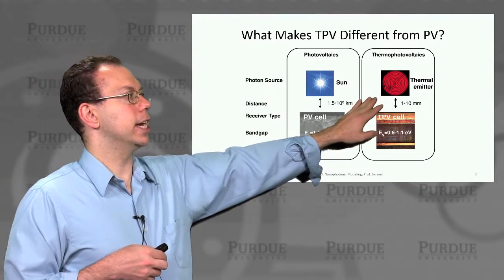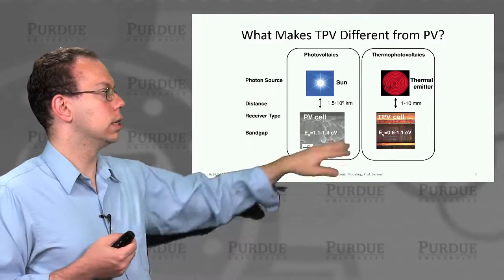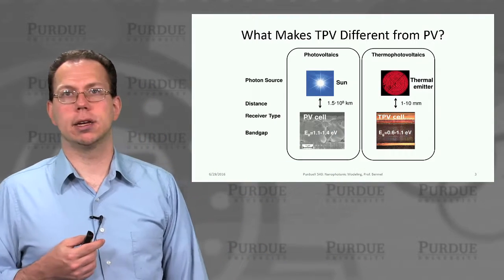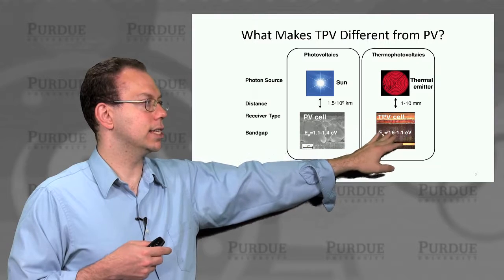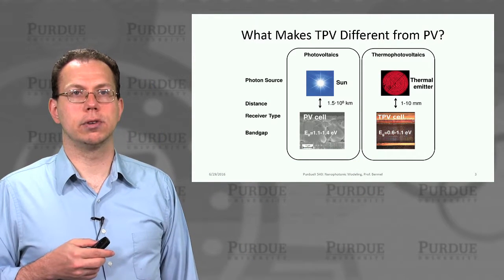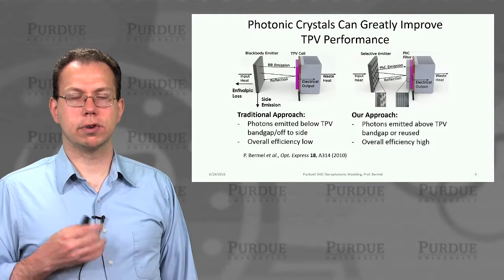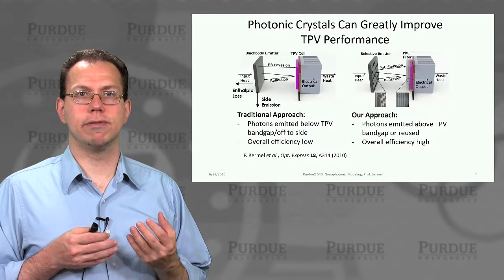In thermophotovoltaics, your thermal emitter is on the Earth. It's very close to your thermophotovoltaic cell, typically separated by a millimeter or maybe a few millimeters. And then the thermophotovoltaic cell usually has a band gap below 1 electron volt in order to get the highest efficiency. So now, of course, if you just do this naively, then the efficiency is going to be very low.